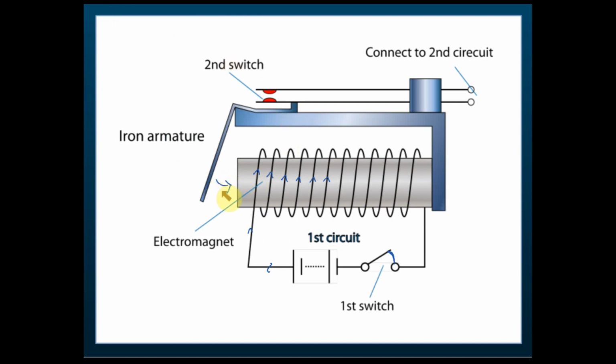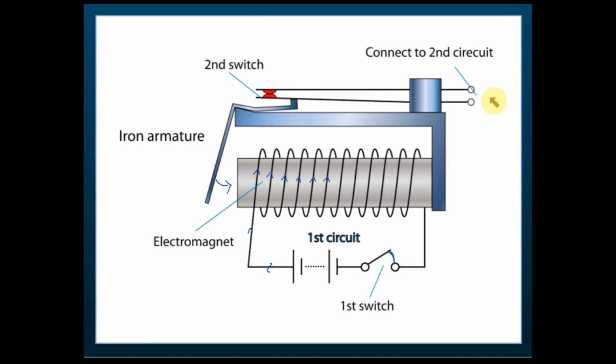Now let's see what will happen if this iron armature is pulled by the magnet. If it's pulled by the magnet, it will push this switch. Initially, it's disconnected. But if we switch this on, this becomes a magnet. It pulls the soft iron armature. It will push this end up and connect the second switch.